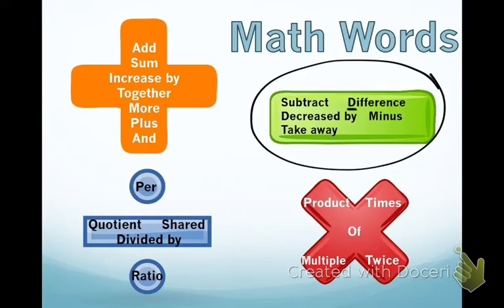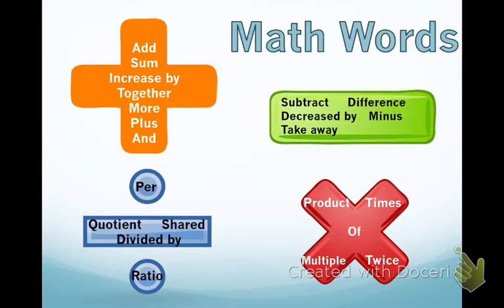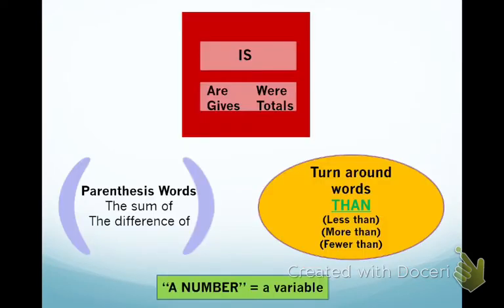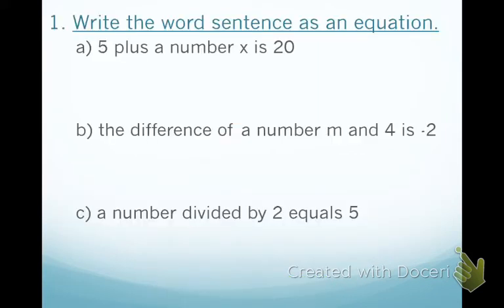But if I say, what's the difference between 4 and 2? That means you want to subtract 4 minus 2, okay? We also had some other ones. Key thing I want you to really remember, if you ever see the word is, that's going to be an equal sign. And then remember, yesterday we talked about down at the very bottom, a number. If you ever see the words that say a number, you're going to put a variable there. Okay, so we're going to use those to help us for right now.